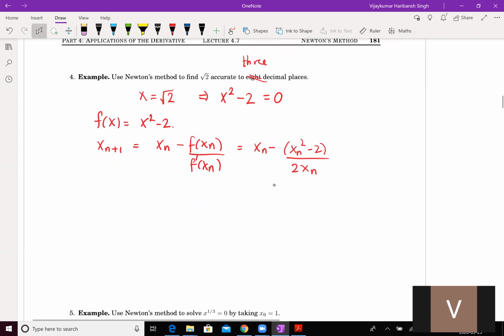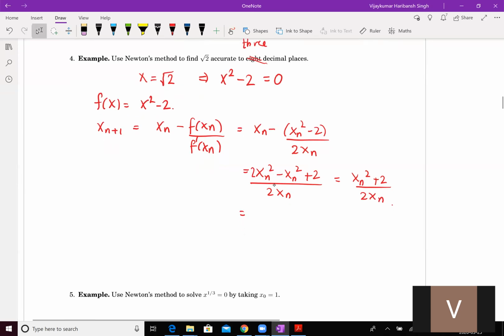So this is your Newton system, but we can simplify it further. It's going to be 2xn squared minus (xn squared plus 2), divided by 2xn, which is going to be (xn squared plus 2) divided by 2xn. Now you may wonder, why did I simplify it? Notice that in the previous one, you had 1, 2, 3 places to put xn. Now you have 2 places to put xn. The fewer the places where you have to substitute xn, the more robust the algorithm is going to be, right?